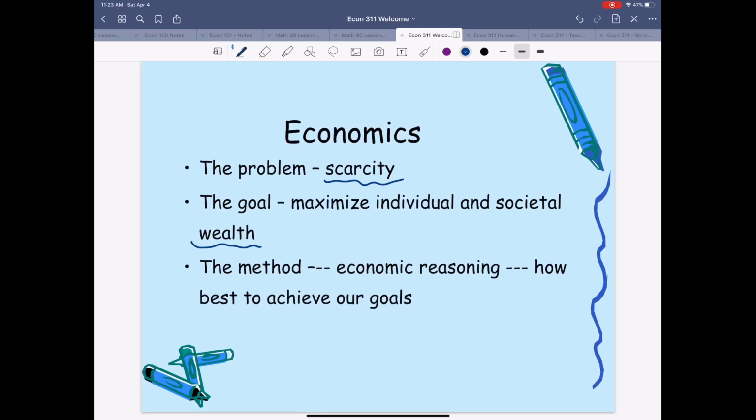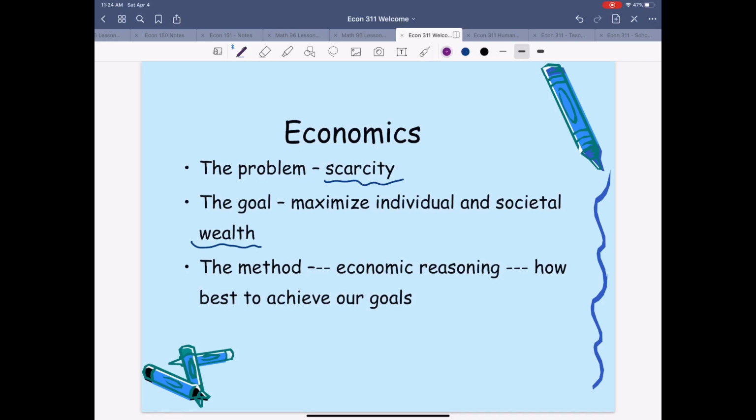It's not about money necessarily, although money does factor into it, but it's about all the things that subjectively make us think, how am I doing? Remember that. How you doing? That's the question. The method that we achieve this wealth, or that we maximize wealth, is using economic reasoning.